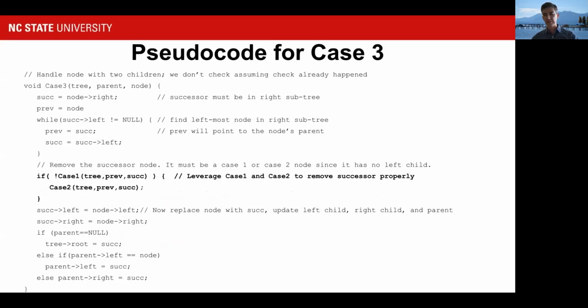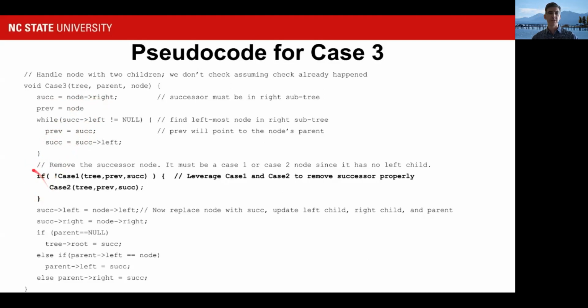So the first thing we need to do in this case is find the successor node. What we're going to do is get a pointer to the right subtree. Once we're on the right subtree of the node, we loop down its left side to find the leftmost node there. And once we find the leftmost node in its right subtree, we remove the successor node.